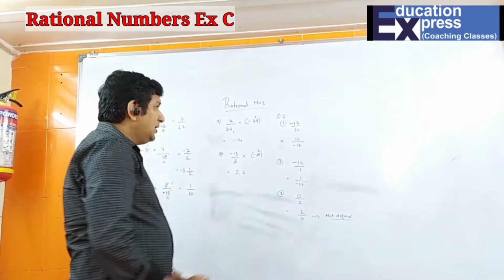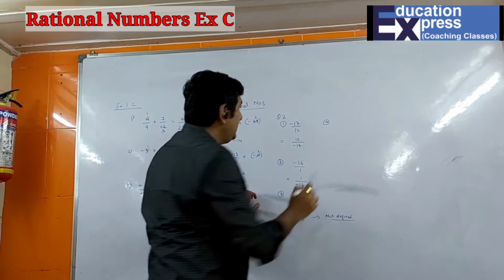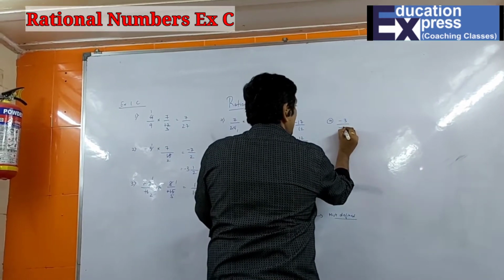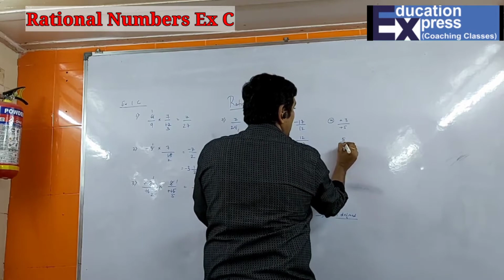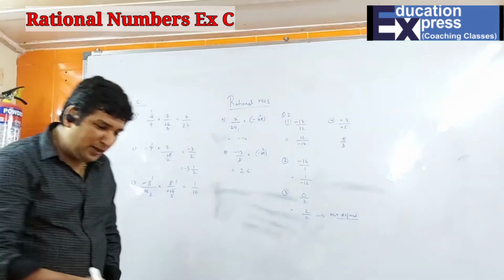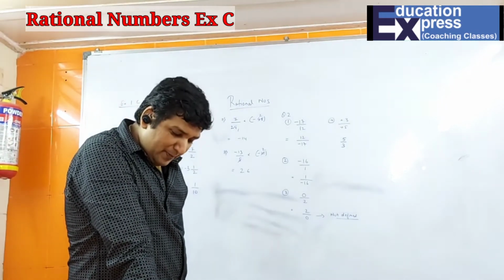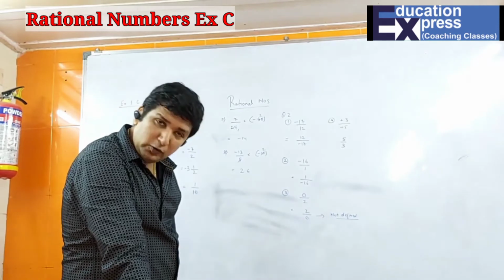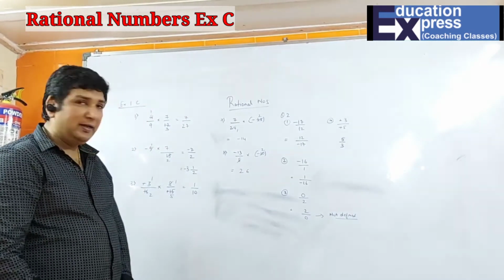Now fourth part, minus 3 upon minus 5. Can I cancel minus minus? The answer will be 5 upon 3. The multiplicative inverse will be just the reciprocal, 5 upon 3. And the last one is 2 upon minus 5. The multiplicative inverse will be minus 5 upon 2. It was so simple.